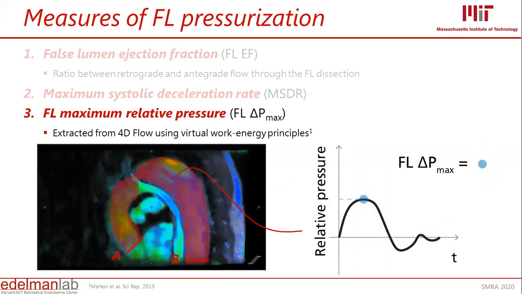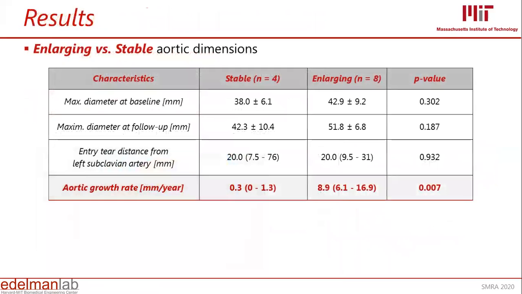Lastly, we used a previously validated technique based on the virtual work energy principle to extract maximum relative pressure, or the pressure difference, between aortic inlet and the distal false lumen of the thoracic aorta. Here, with increasing false lumen pressurization, the relative pressure difference between the ascending aorta and the distal false lumen will decrease.